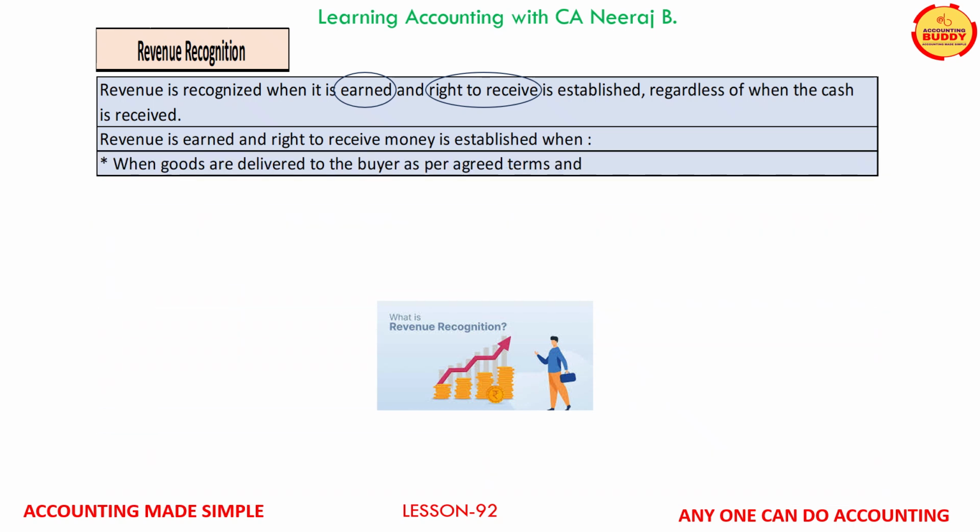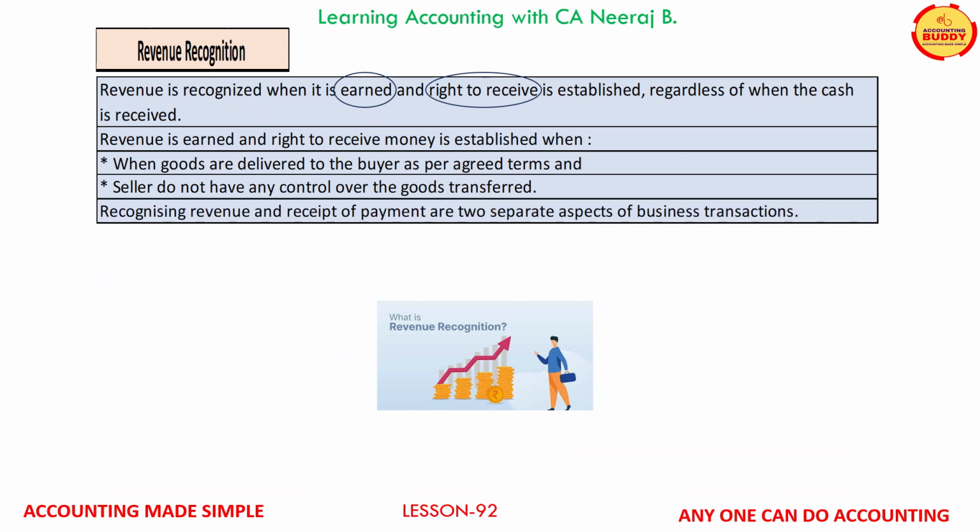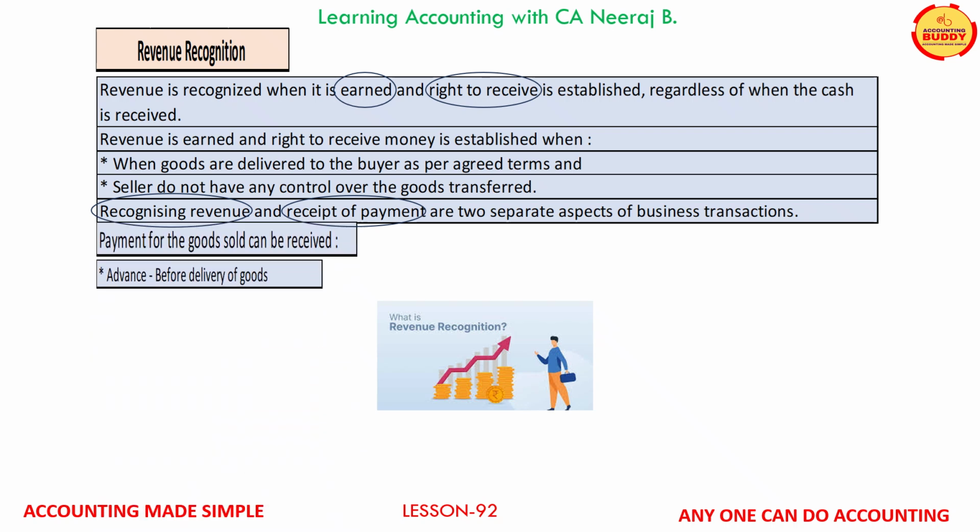Number one, when the goods are delivered to the buyer as per the agreed terms, and the seller does not have any control over the goods and the goods are no more in possession of the seller. Therefore, recognizing revenue and receipt of payment are two separate aspects of a business transaction. Now, payment for the goods sold can be received either in advance, that is before the delivery of the goods, or at the time of the delivery of the goods, or after the delivery of the goods.